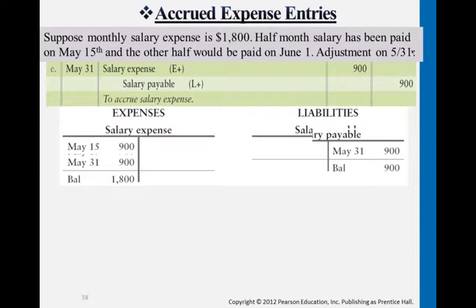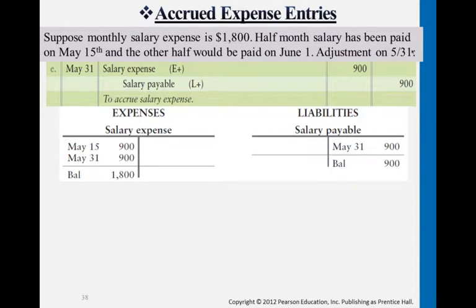All right, let's take a look at an example. If the monthly salary expense for a certain employee is $1,800, and we break that into a bi-weekly check, $900. So when it reaches May 15th, the employee receives the check directly, the $900. In that case, it will be just a regular salary expense and credit cash.